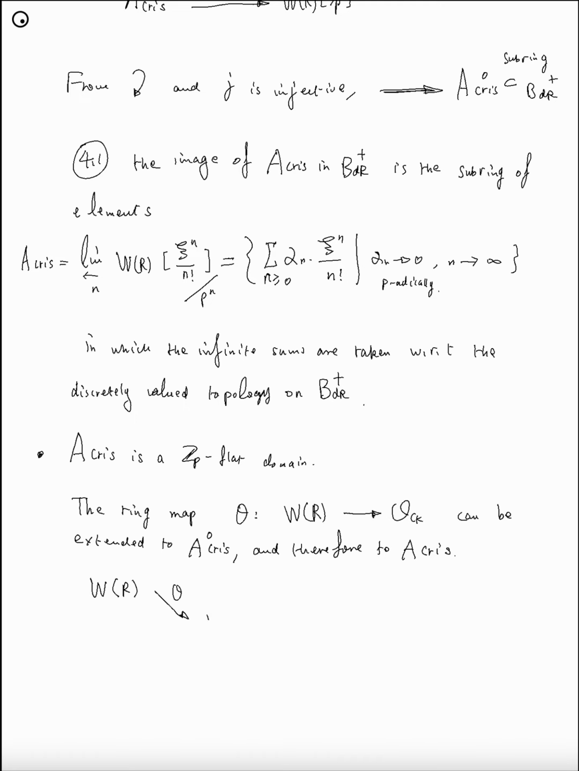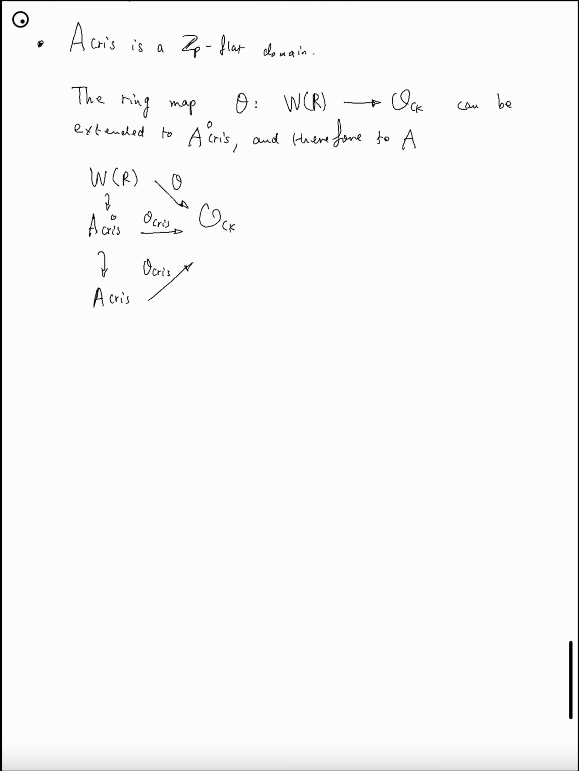So draw a picture. Descending divided power. Consider A_inf completion. Still call this theta. The p-adic completion is still there, and because OCK is p-adic complete, this has nothing to do with this ZP flat domain.